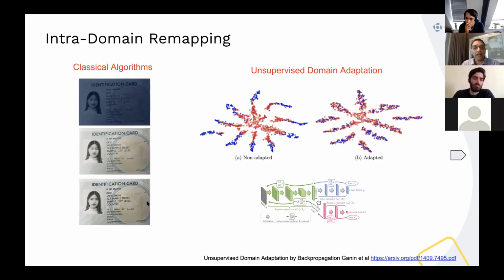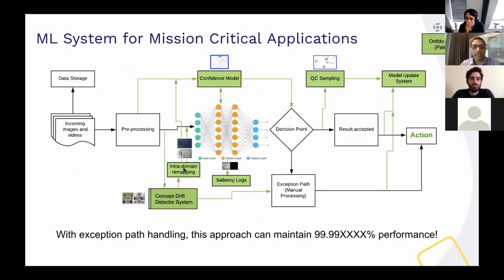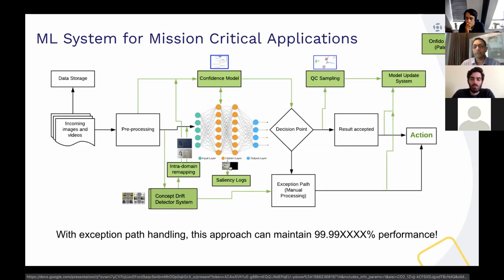So the classical algorithms can give you gross corrections, and then the deep learning algorithms here can give you more subtle corrections. So once you take this data and apply an intra-domain remapping, you've now brought the data very close to the manifold of the training data. So now you can actually trust your machine learning model to perform well on this data. So you send it through there, and in any mission critical application, I told you that the users want interpretability. So every error has to be explained.